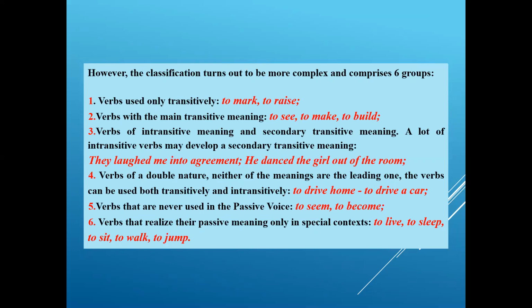And the 4th group, verbs of double nature, where neither of the meanings is the leading one, and the verbs can be used both transitively and intransitively, like in the example 'to drive home' or 'to drive a car.' And the 5th group is the verbs that are never used in the passive voice. These are 'to seem', 'to become'. And the 6th group, verbs that realize their passive meaning only in a special context, like the verbs 'to live', 'to sleep', 'to sit', 'to walk', 'to jump'.